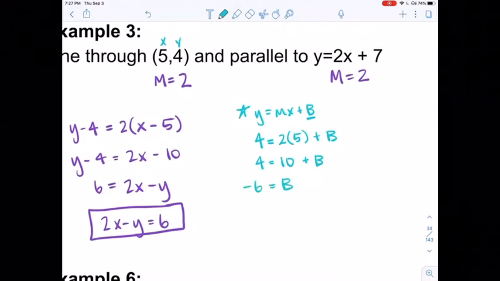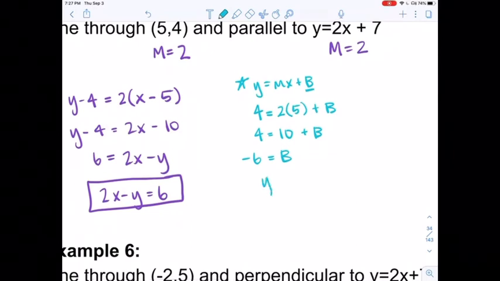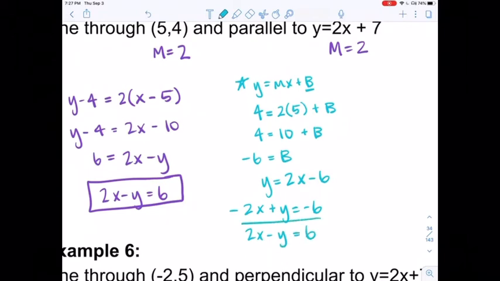And then we just plug it back into y equals mx plus b. Y equals, the slope is still 2x minus 6. And we rearrange. Negative 2x plus y is equal to negative 6. 2x minus y is equal to 6. Both of those methods work.